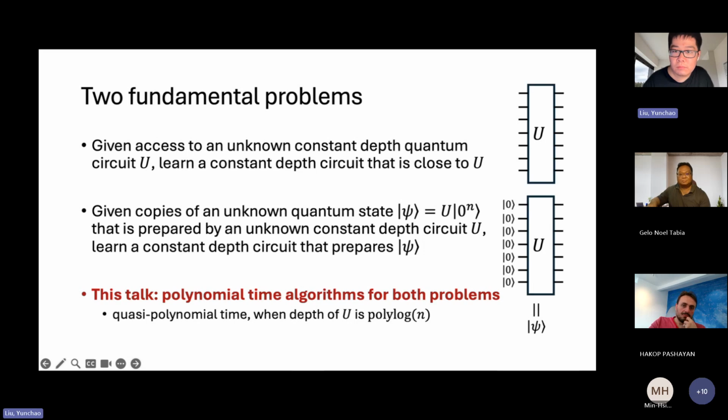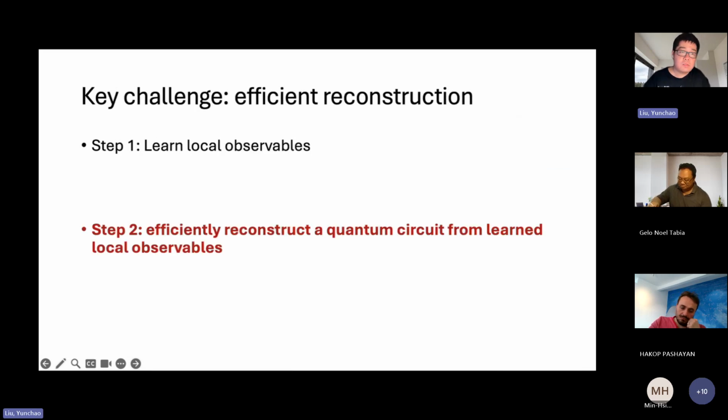Now I'll briefly discuss the key technical challenge when trying to solve these problems. It's really about efficient reconstruction. All of the algorithms that we will see today follow a two-step procedure. Step one is to learn local observables for the unknown quantum system. And step two is to efficiently reconstruct a quantum circuit from the learned local observables.